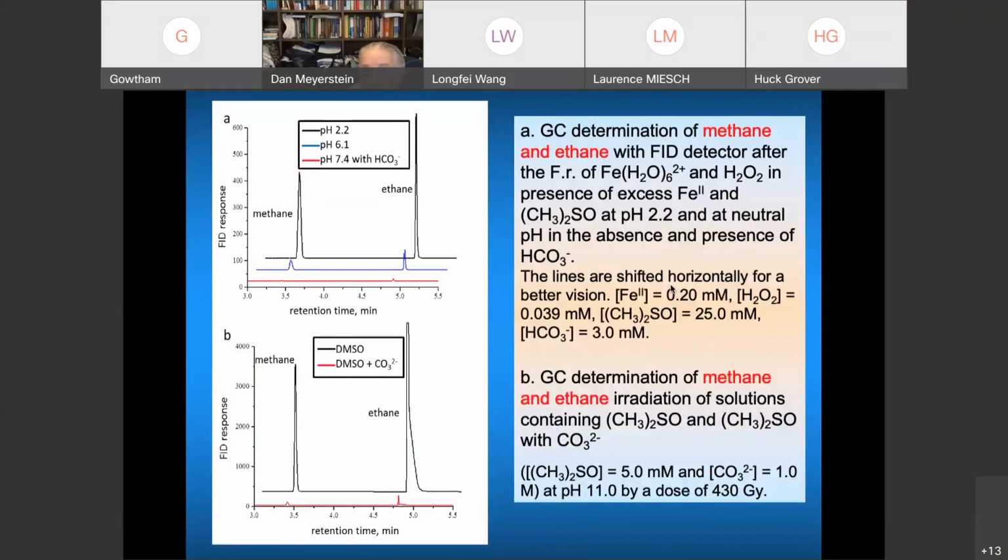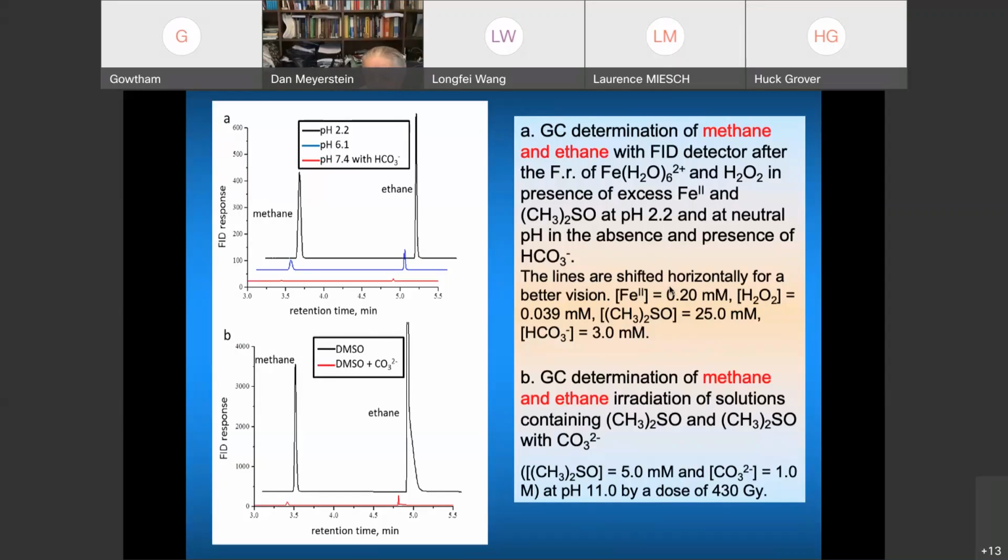At pH 2, where you form OH radicals, you see a lot of methane and ethane. At pH 6.1, there is a little bit. The most products are dimethylsulfone. On the other hand, if you add bicarbonate, nothing. So we don't form OH radicals, we don't form iron 4. What do we form?